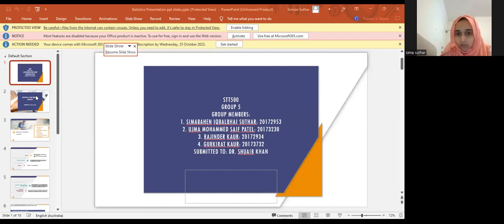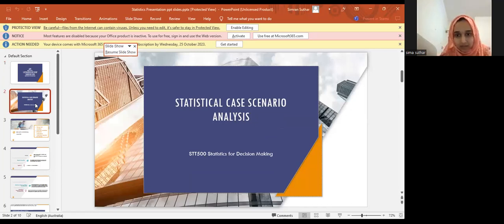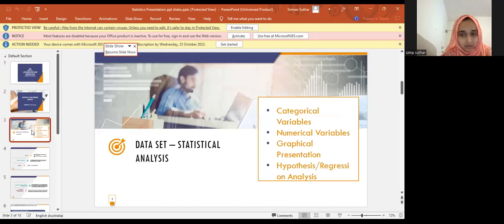So, my presentation is about statistical case scenario analysis. First of all, I would like to start with the data set, which covers categorical variables, numerical variables, graphical presentation, and hypothesis and regression analysis. The numerical variables are math score, reading score, and writing score.